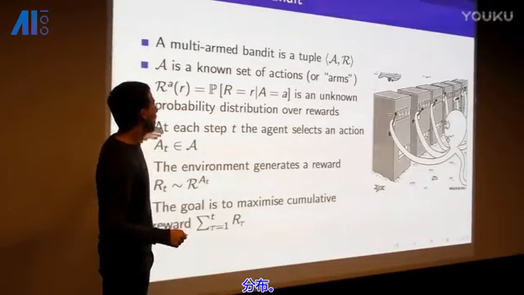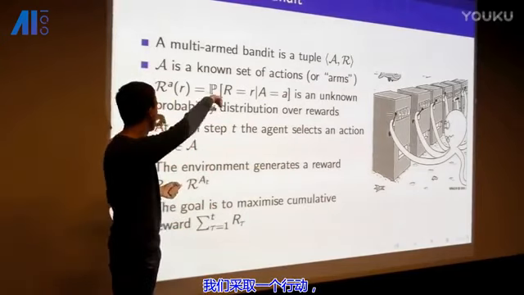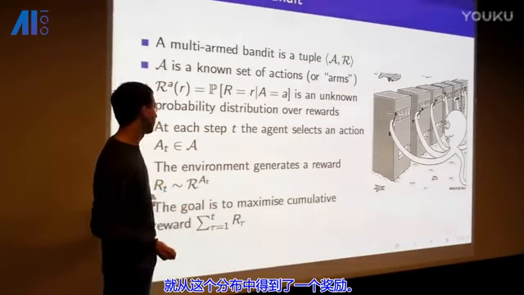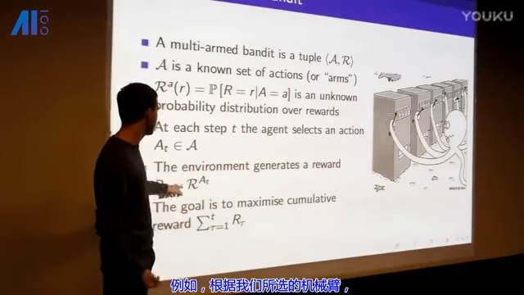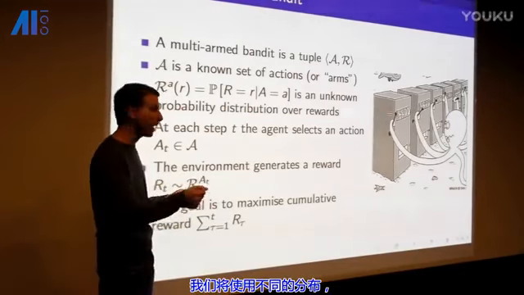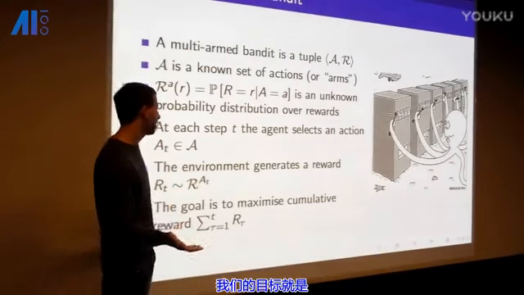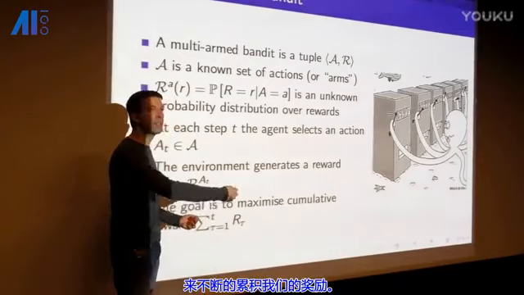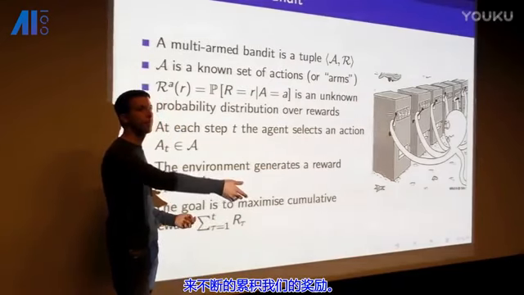And at every step, we just get to select one action. We get to pull one arm. And the environment generates a reward from the distribution. So we just sample from that distribution according to the arm that we pick. And the goal is to maximize the cumulative reward. So over time, we just want to keep accumulating more and more reward. So it's the simplest case.